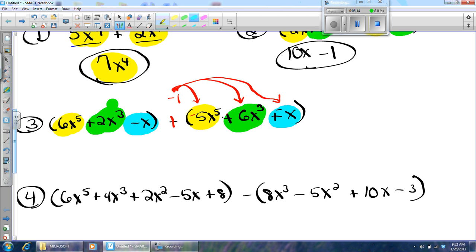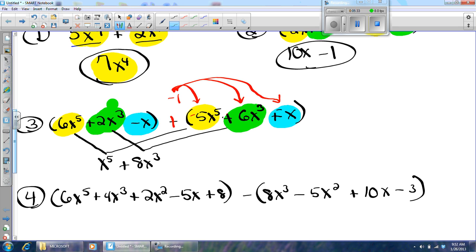So I'm going to combine my yellow ones together. I've got 6x to the fifth minus 5x to the fifth, and that is going to get me a plain old x to the fifth. I have 2x cubed in green, 6 more x cubed in green. I must have 8x cubed. And then the blue ones, I have a negative x and a negative x.